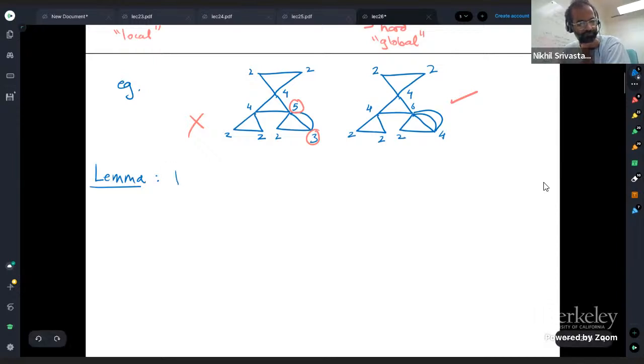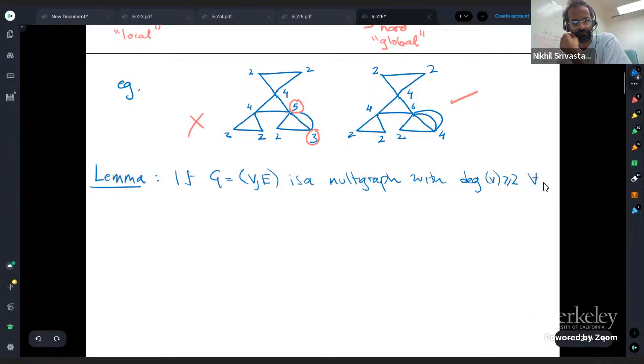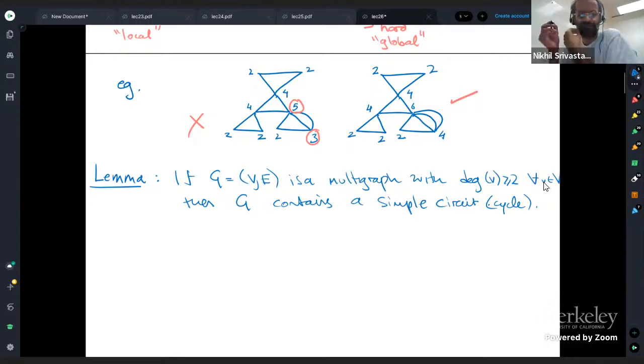So if G is a multigraph, and every vertex has degree at least 2, then G has to contain a cycle. A cycle is a simple circuit, so that's a circuit where no edges are repeated. Okay. So this is like a baby version of this theorem. It's saying, well, if all the degrees are at least 2, I might not be able to find an Euler circuit, but I can find a circuit.